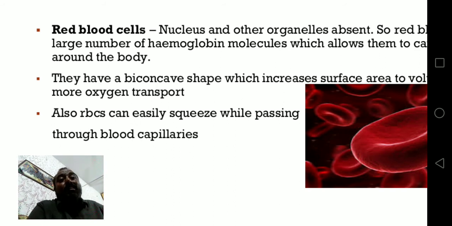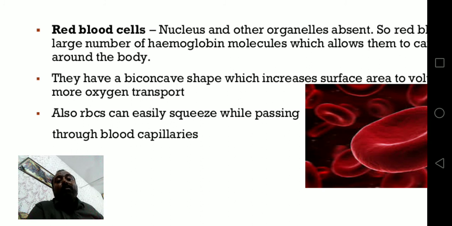So now look at the last point. This is the advantage of biconcave shape. There are two advantages of having biconcave shape. Number one, biconcave shape increases surface area to volume ratio of RBCs for more oxygen transport. And the second advantage is that RBCs can easily squeeze while passing through blood capillaries. So dear students, I hope you understood all these things.